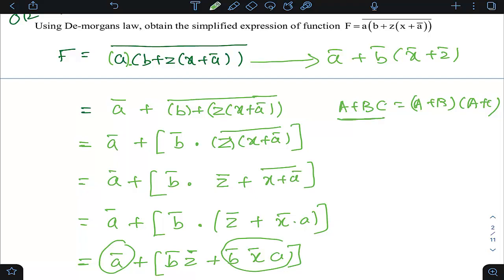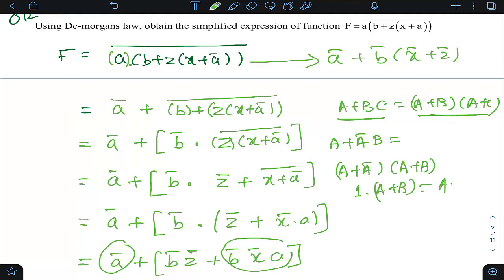So based on this, a plus bc is this one. Similarly, students, a plus a bar b. So we very frequently come across this simple expression. So a plus a bar b, you can write this as a plus a bar added with a plus b. So a plus a bar is 1, and added with a plus b is basically your a plus b. So a plus a bar b is always a plus b. Remember this, sometimes while solving some questions we'll be using this. A plus a bar b is equal to a plus b.